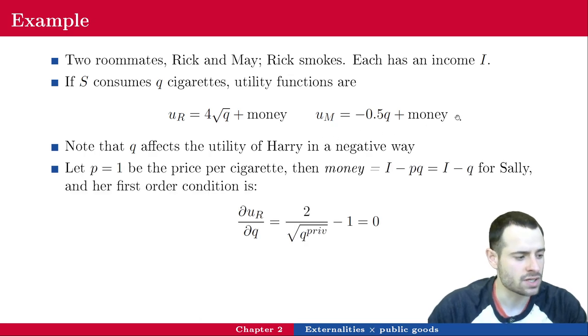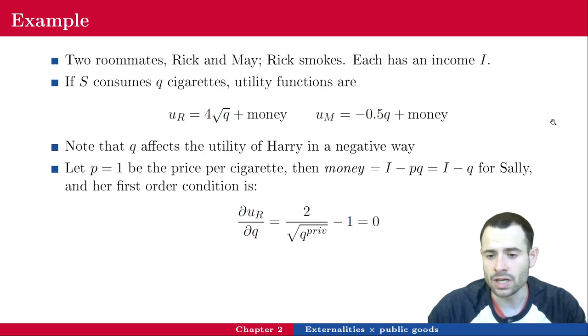Imagine the price of cigarettes is 1 to make things easy. Then money, so it's not Sally, it's Rick. I have to change the names. Money is going to be equal to income minus money spent on cigarettes, P times Q. Since P is equal to 1, money overall will be equal to I minus Q.